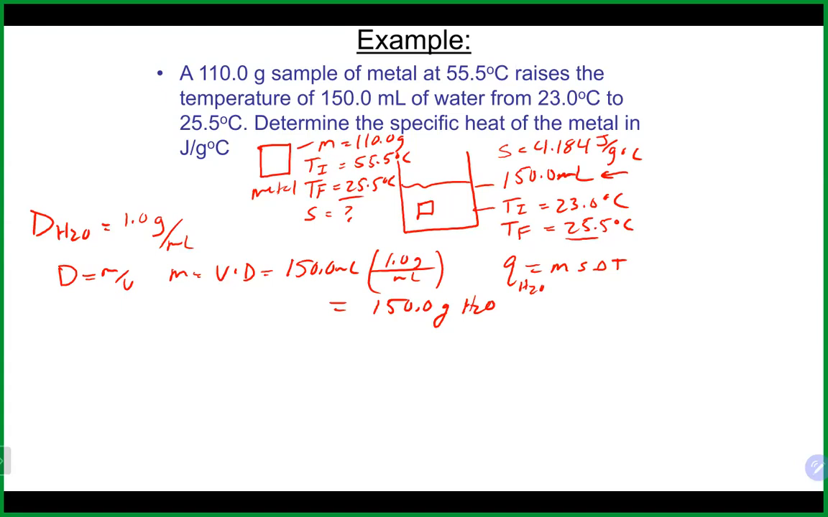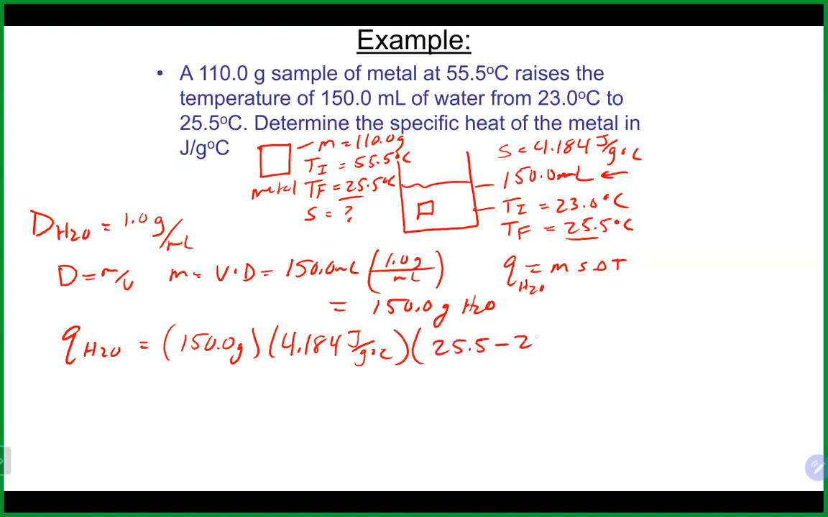So here we'll do our Q for our water. That would give us our 150 grams, times 4.184 joules per gram per degree Celsius. Again, we're going to do final temperature minus initial in this case. Degrees Celsius cancel, grams cancel, leaves us joules, which is good. So we end up here with about 1,569 joules.